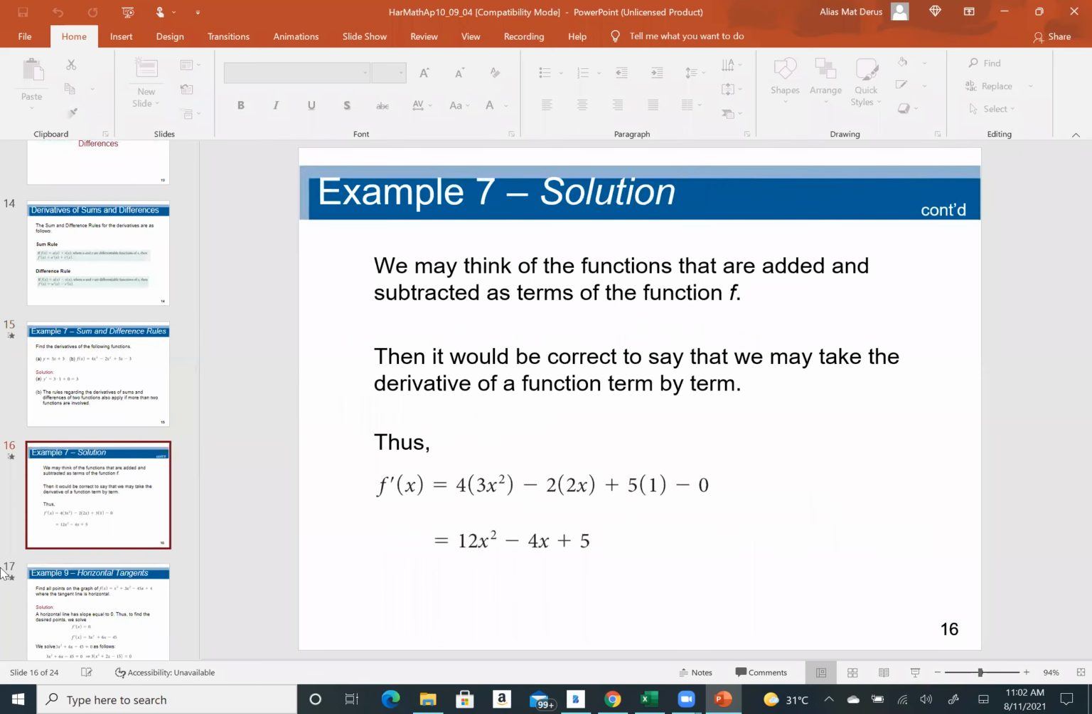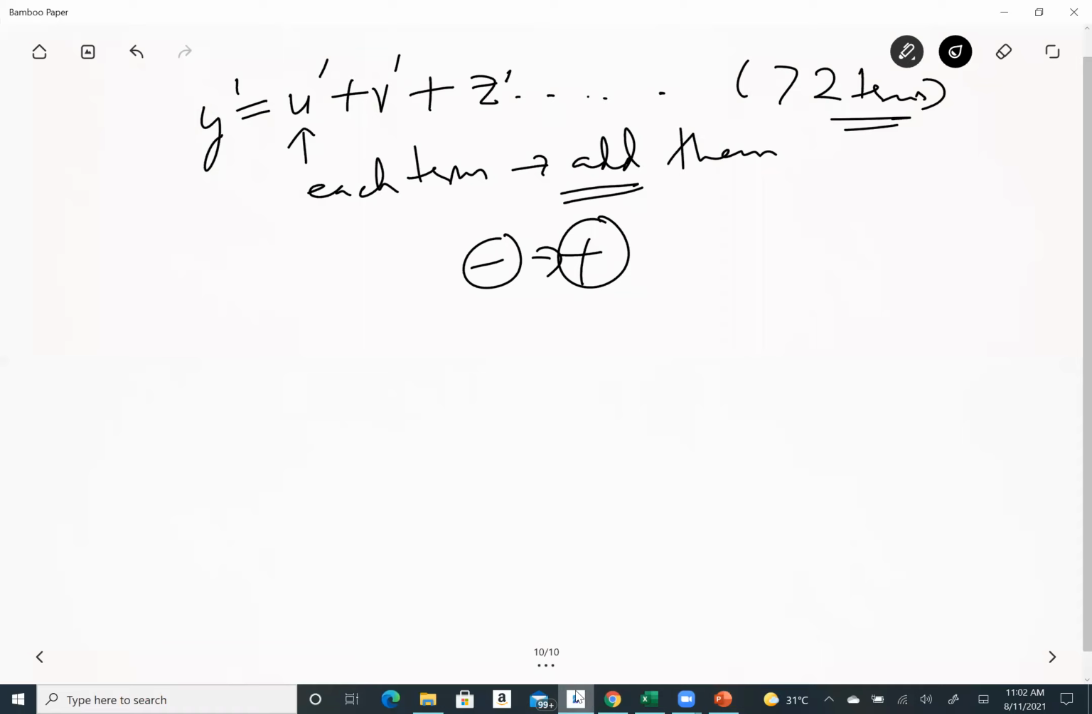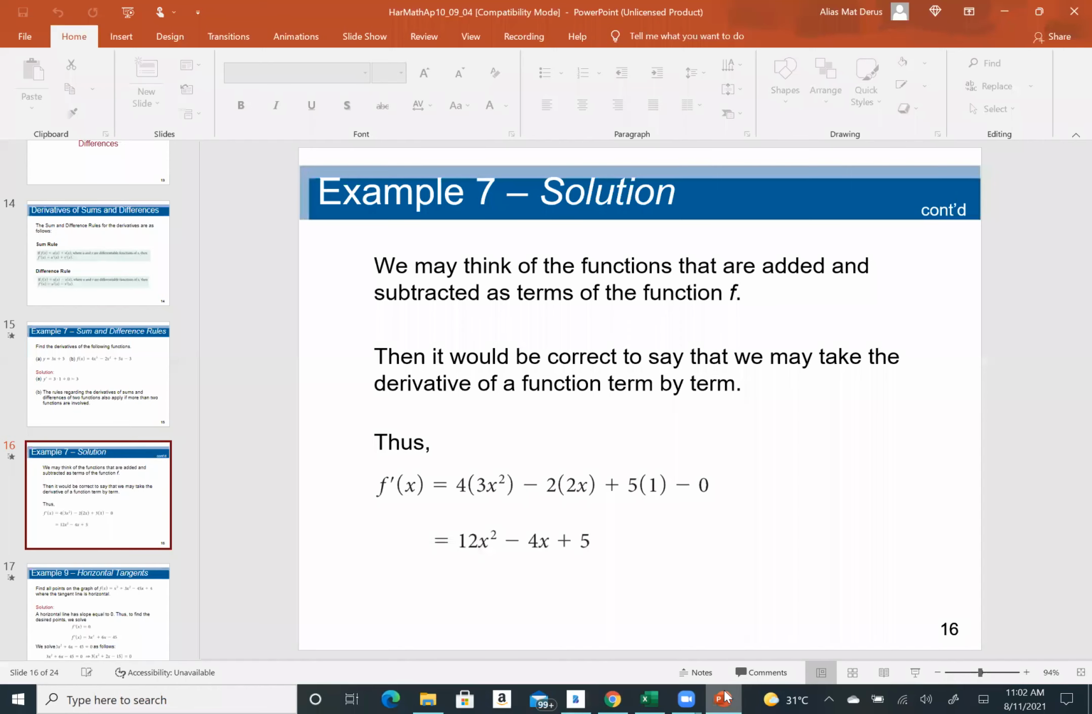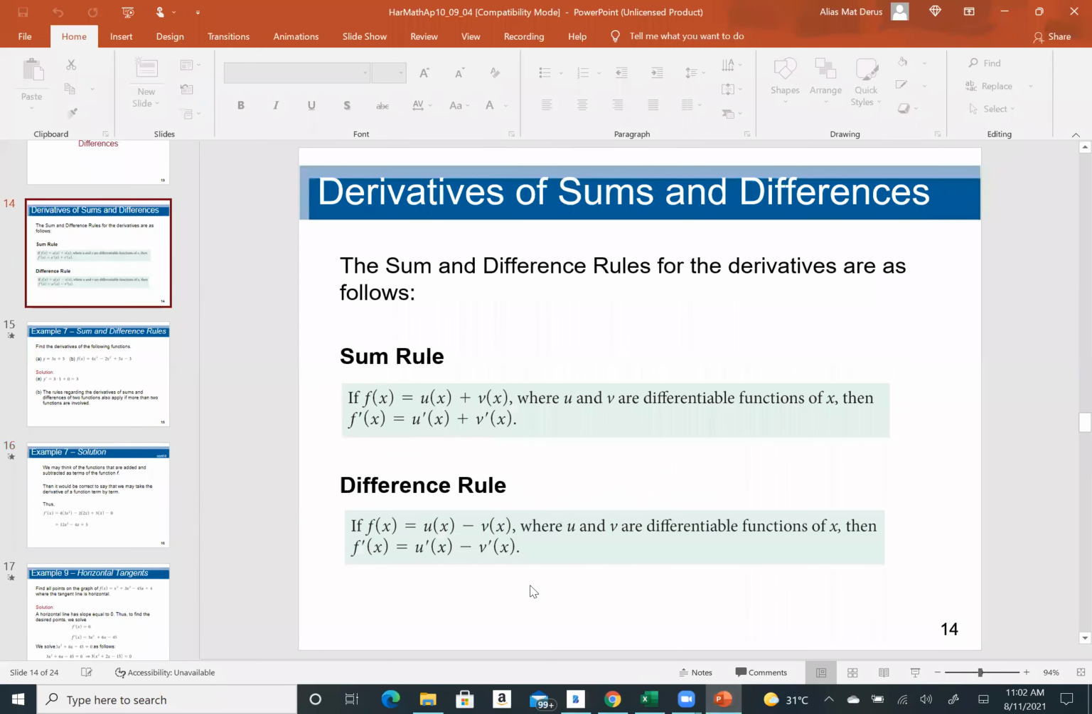So we just worry about the derivative of each term, and then what you do, you do the addition. Okay, all right. Now next is the difference rule. Now difference rule is where you have minus. Instead of a plus sign, you have a minus sign.